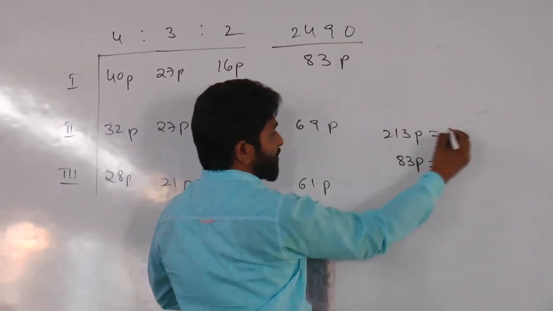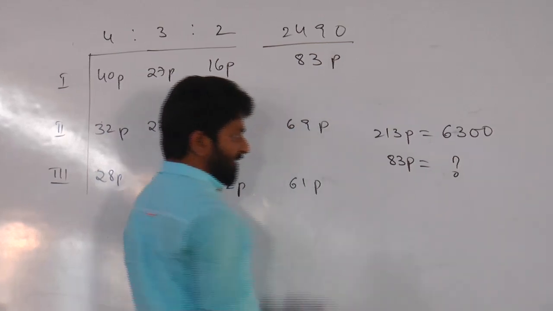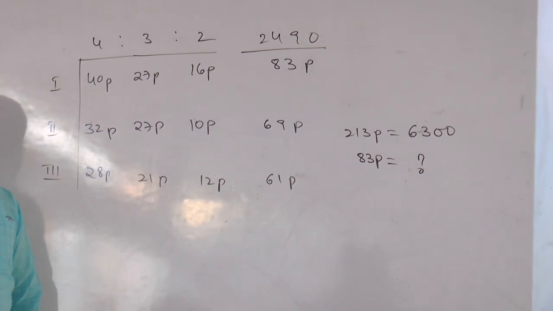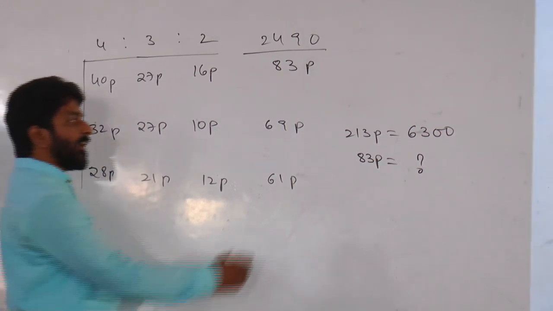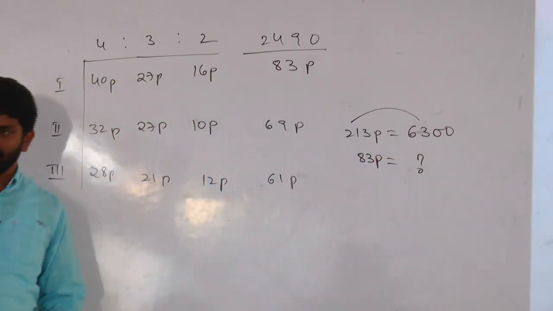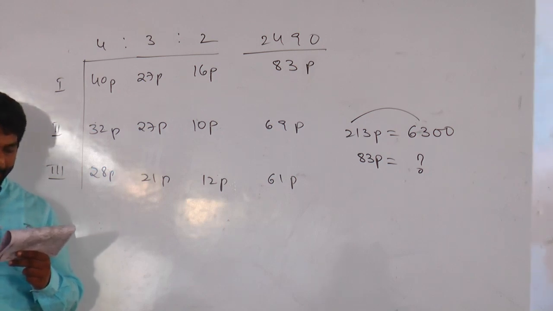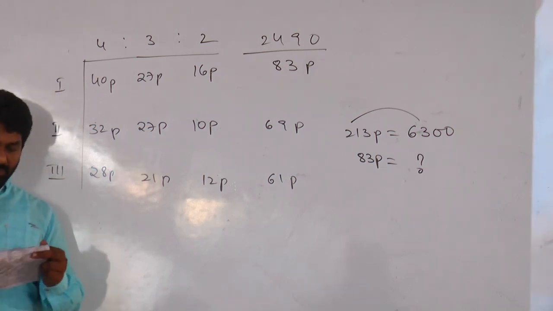213 parts is given as the total number 6,300. 83 parts is equal to how much? Okay, right. Near about 3 times? Approximate value. Next. 57 is over.